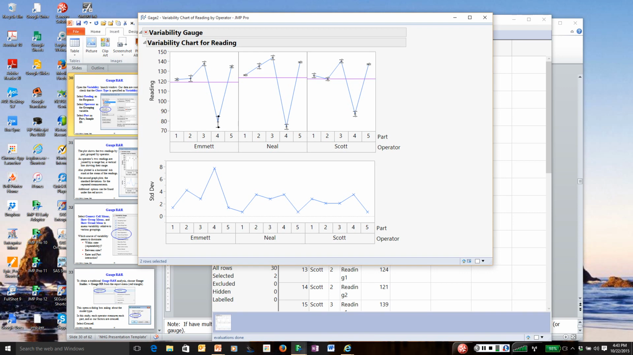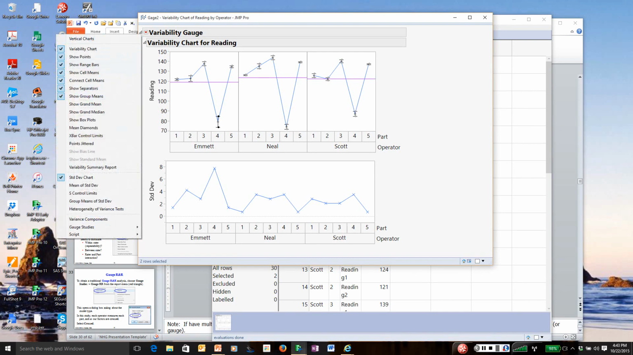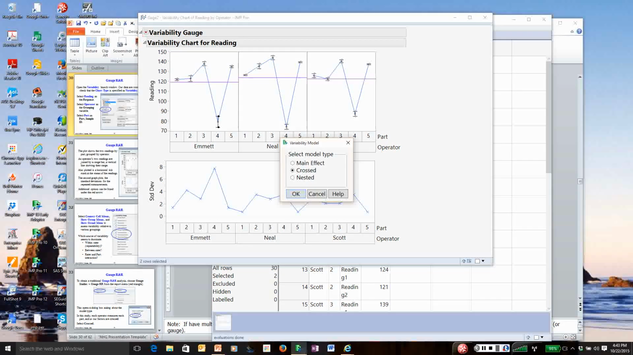So how do we quantify this? Well, we go to the variability chart menu and go down near the bottom. It says gauge study, and pick gauge R&R. Okay, and it says type of model, that is what has been measured. I said this is fully crossed, which means all operators measured all of the same parts. So we call this crossed, and a typical gauge R&R study is fully crossed.